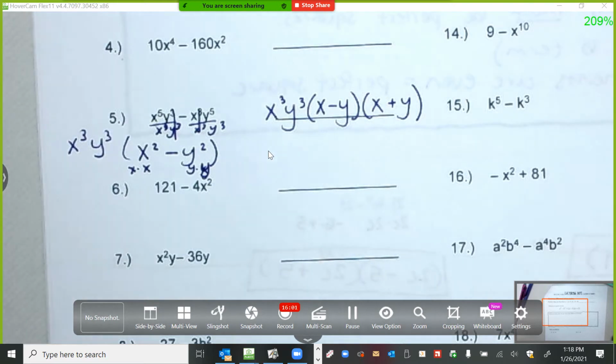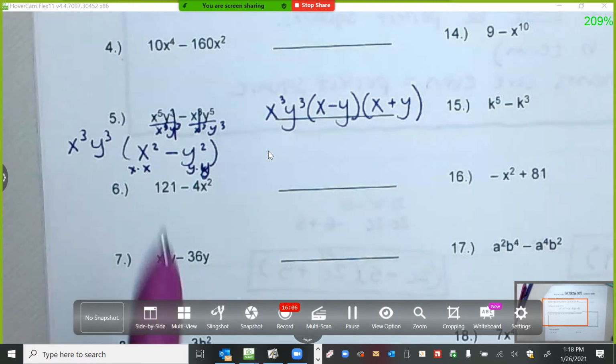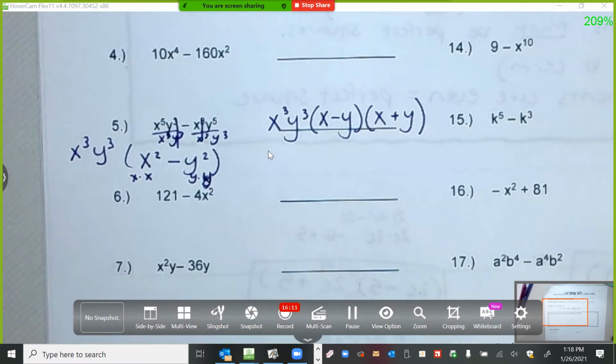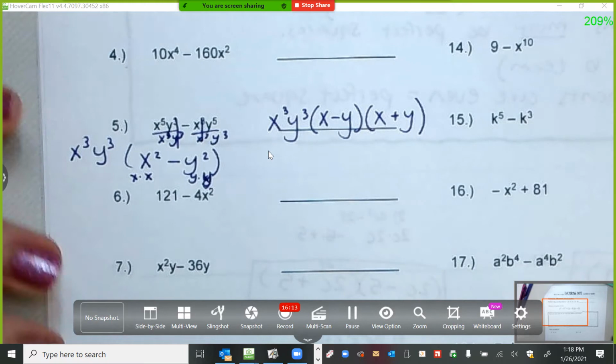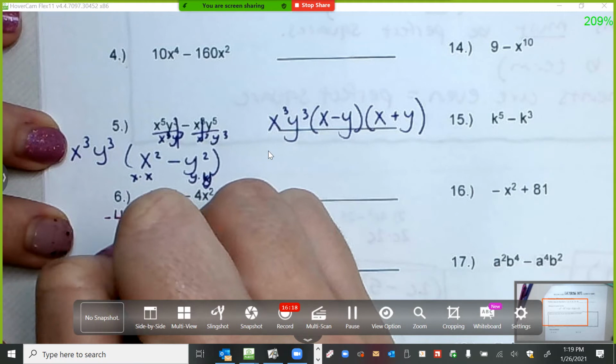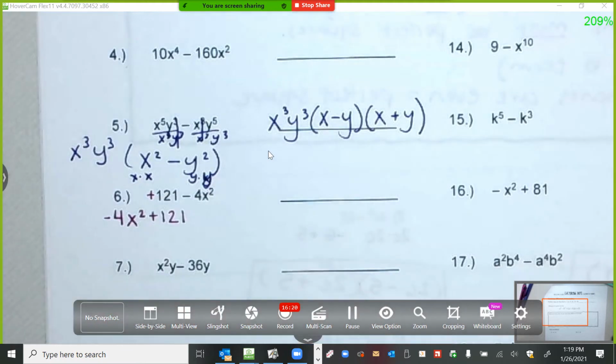Order, is that what you said? Yeah, order's wrong. Okay, higher variable has to be first. This is a variable with an exponent of 2, and this has an exponent of 0 for your variable. Okay, a degree. So we're going to write negative 4x squared, and this is a positive 121. Now, does 4x squared and 121 have a GCF? They actually don't. Okay, because the only thing that can go into 4 is 1, 2, and 4, and none of those go into 121.